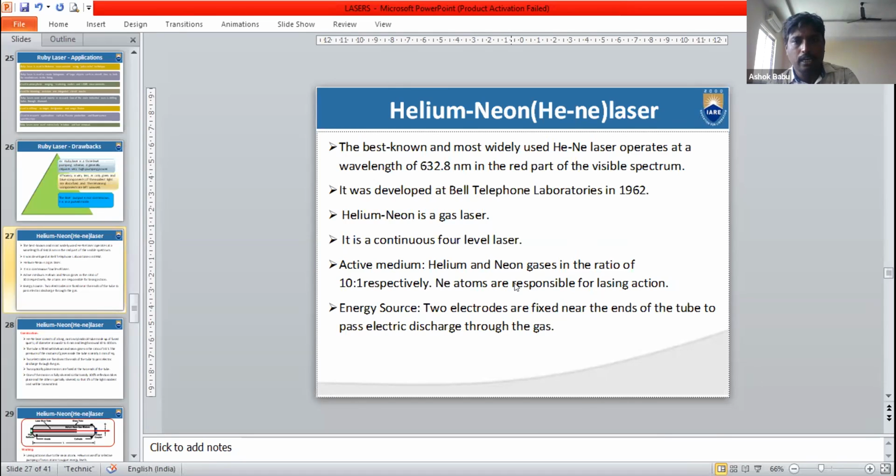The active medium is helium and neon gases in the ratio of 10:1 respectively. Only neon atoms are responsible for the laser action. Lasing action only takes place within the neon energy levels. Helium is not playing a role directly. It is used to excite the neon particles from the ground state to the higher energy state. The energy source is the two electrodes fixed near the ends of the tube.